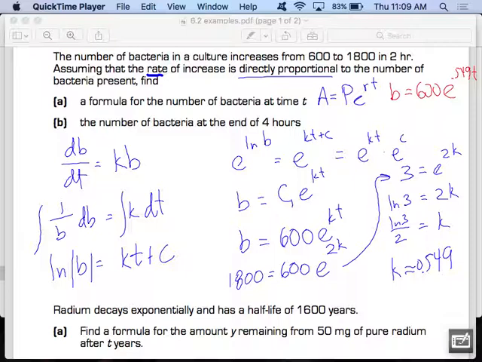Use the stored value for k. You did? No, 4, because we're at 4 hours. We're doing the extension problem. 5,400? Yeah, beautiful. Part B, 5,400.